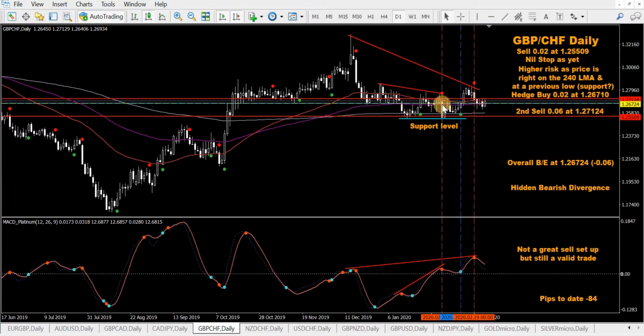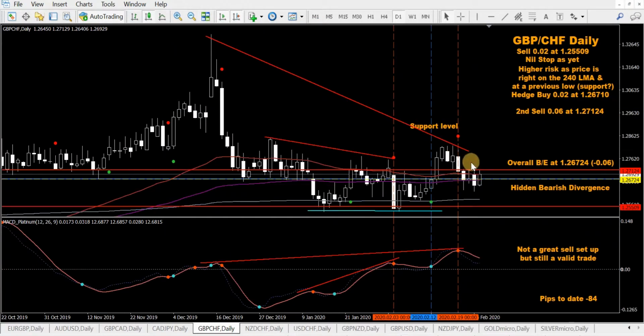Pound Swiss. It's getting a bit messy on these pound pairs. Took a sell. Took a hedge buy. You can see my notes. MACD still above the zero level. Took a second sell. Went through the overall break even, which is really tight in here. It's basically on the buy level. Again, it's a bit ugly.